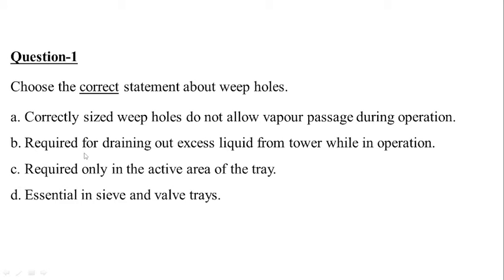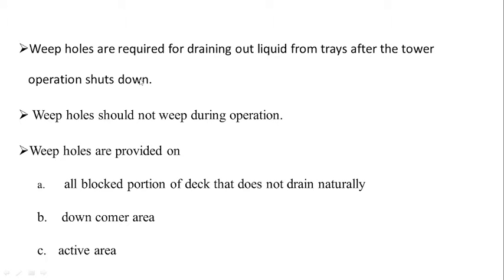So let us see option B. Option B says it is required for draining excess liquid from the tower while in operation. But the weep holes are required for draining the excess liquid when the plant is in shutdown. So the column will be in shutdown mode, and if we need to drain out the liquid from the tray, we will use the help of weep holes. So the weep holes are required for draining out liquids from the tray after the tower operation is shut down. And weep holes should not weep during operation.